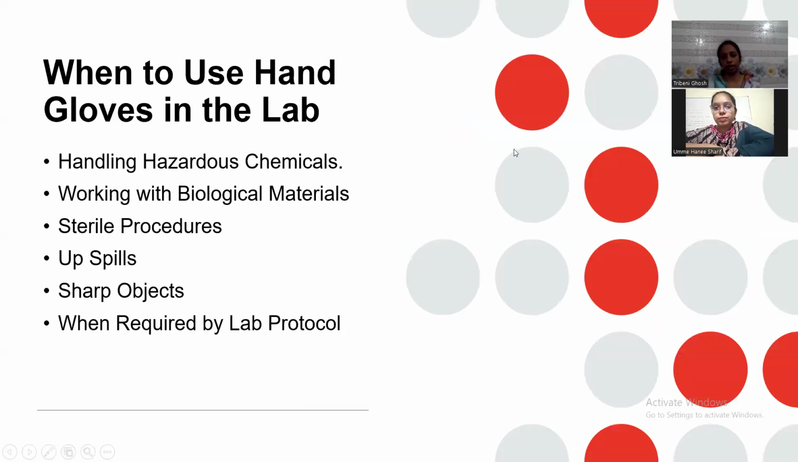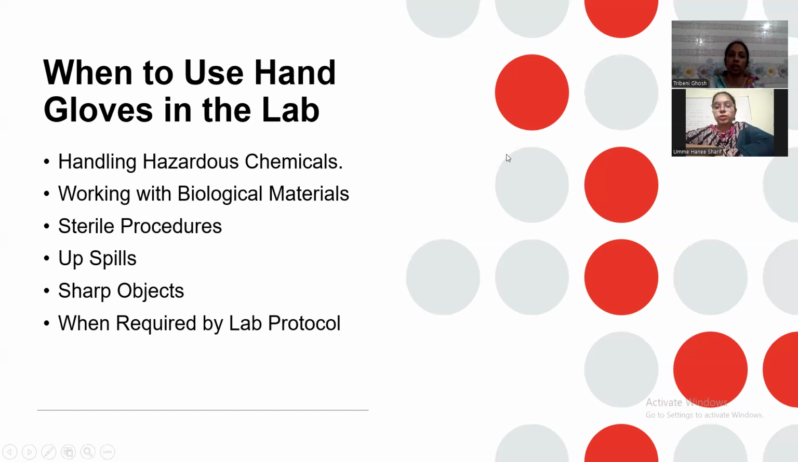So as we know the importance, we must know when to use hand gloves. Here are some points. First, handling hazardous chemicals. Like I said earlier, there are numerous chemical hazards which might be harmful for us. We handle these hazardous chemicals every day in our everyday work, so we must wear hand gloves when handling them.